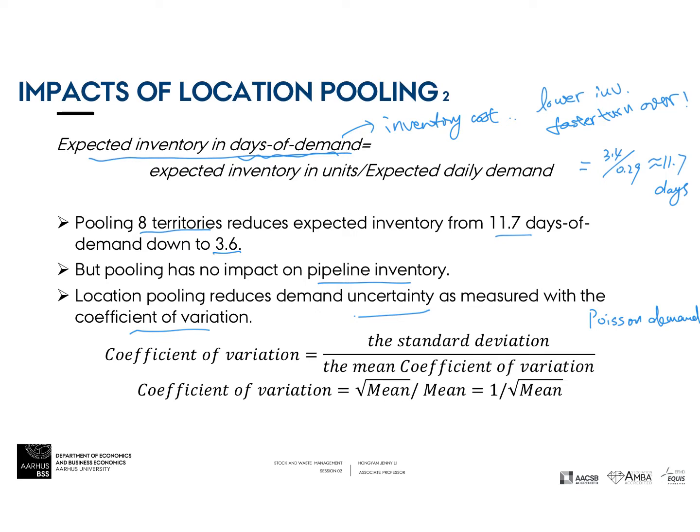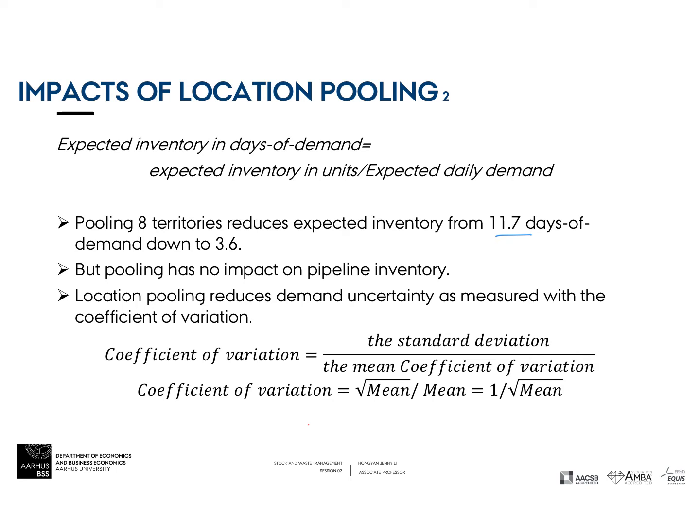the inventory across different territories. Here, by definition, the coefficient of variation is the ratio between the standard deviation and the mean. For the Poisson distribution, the standard deviation is the square root of the mean, and the mean of the Poisson distribution is itself. So the coefficient of variation is 1 over the square root of the mean.